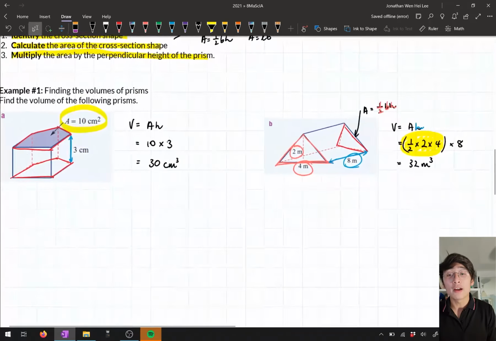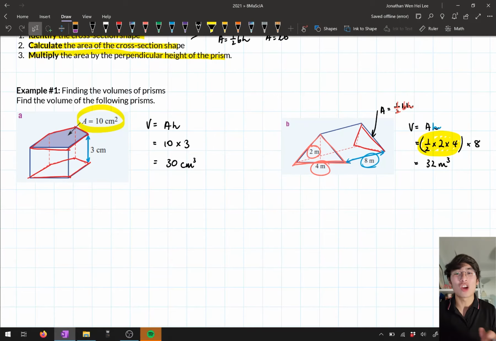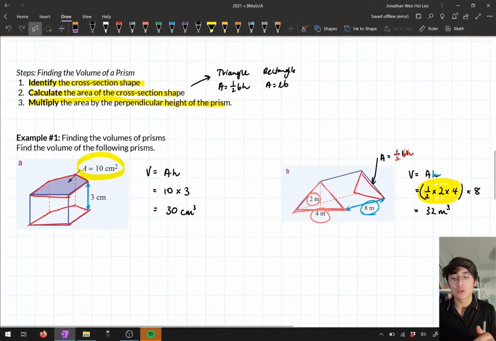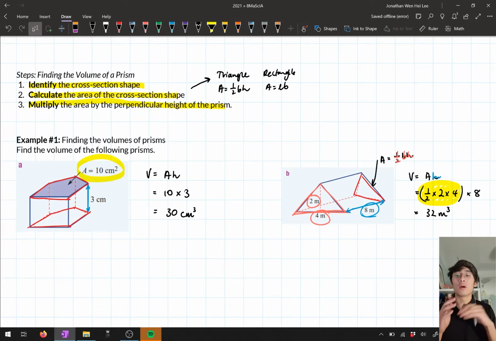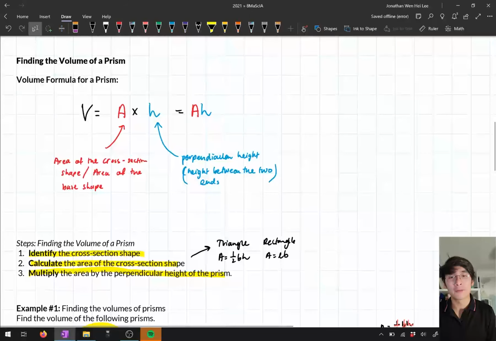So that's how we find the volume of a prism. We find the area of the cross-section shape, then we multiply it by the height that is between those two shapes. So that's finding the volume of a 3D shape, or 3D prism. Volume is equal to A times H. We're going to use this formula when we do that.